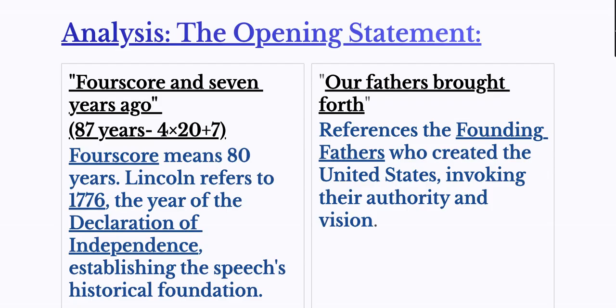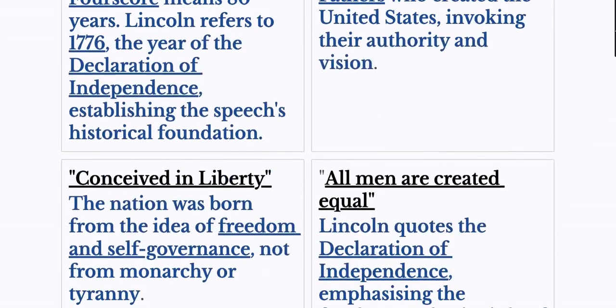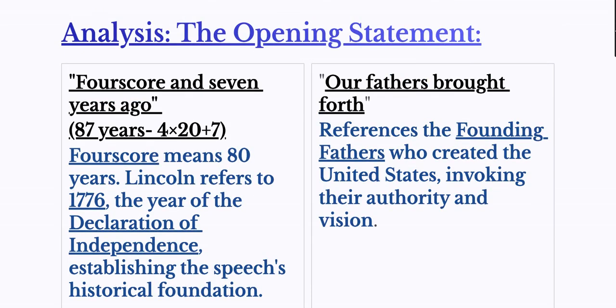Here, Lincoln refers to 1776. The year 1776 is the Declaration of Independence for the people. So he is reminding us of the historical background, and he's also referring to the founding fathers who created the United States, invoking their authority and vision. Their ancestors have provided such fruitful freedom, independence, the declaration of independence for the people.